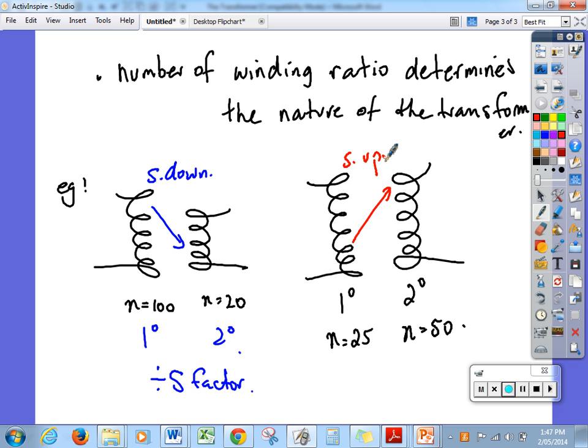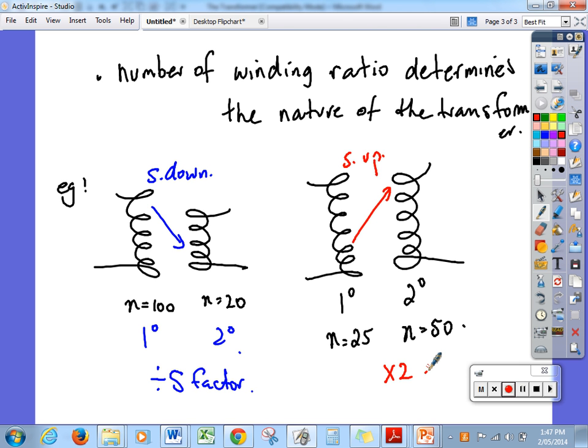And what's the factor of the step up? A times by 2. Now remember, the factor of the step up or step down acts on what? The voltage only. Good. Not the current. The current has to do the exact opposite. Okay, so that's the first one.